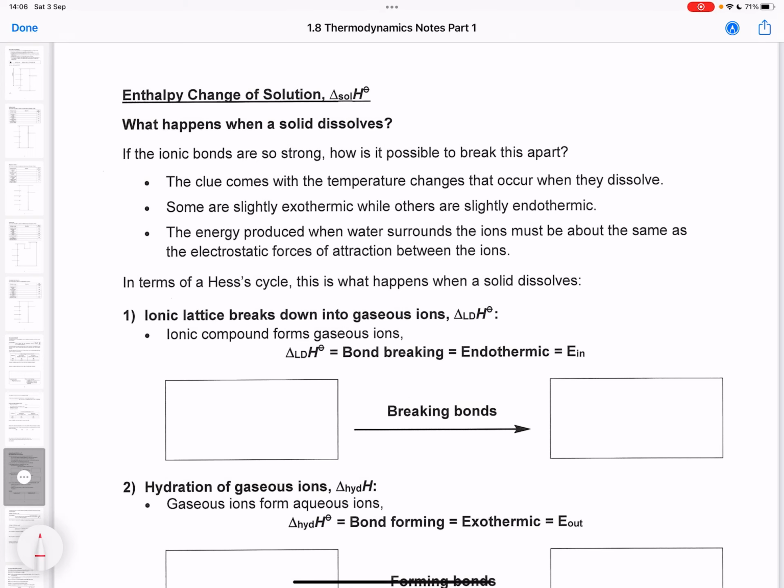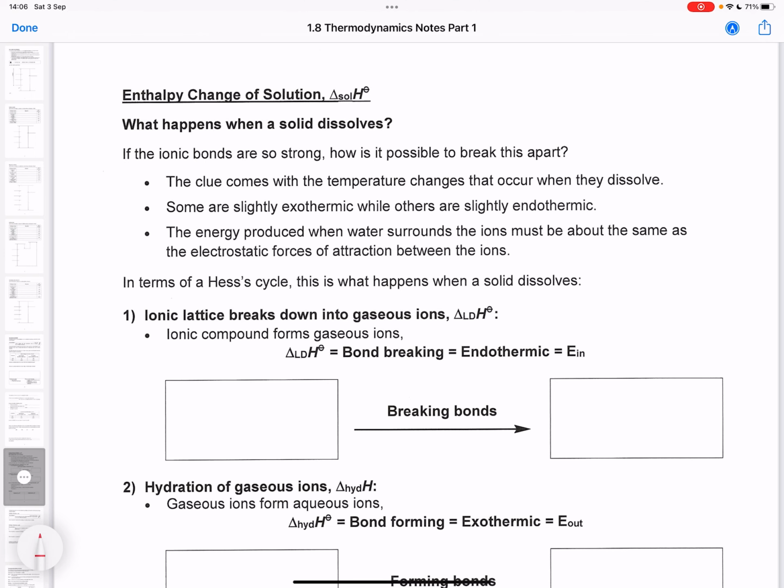So here we're going to look at a process called the enthalpy change of solution. So we've been measuring lattice enthalpies. Lattice enthalpies tell us about the strength of ionic bonds, and we've found that they're very strong. So why is it that ionic solids dissolve? To understand that, we need to think about all the processes involved.